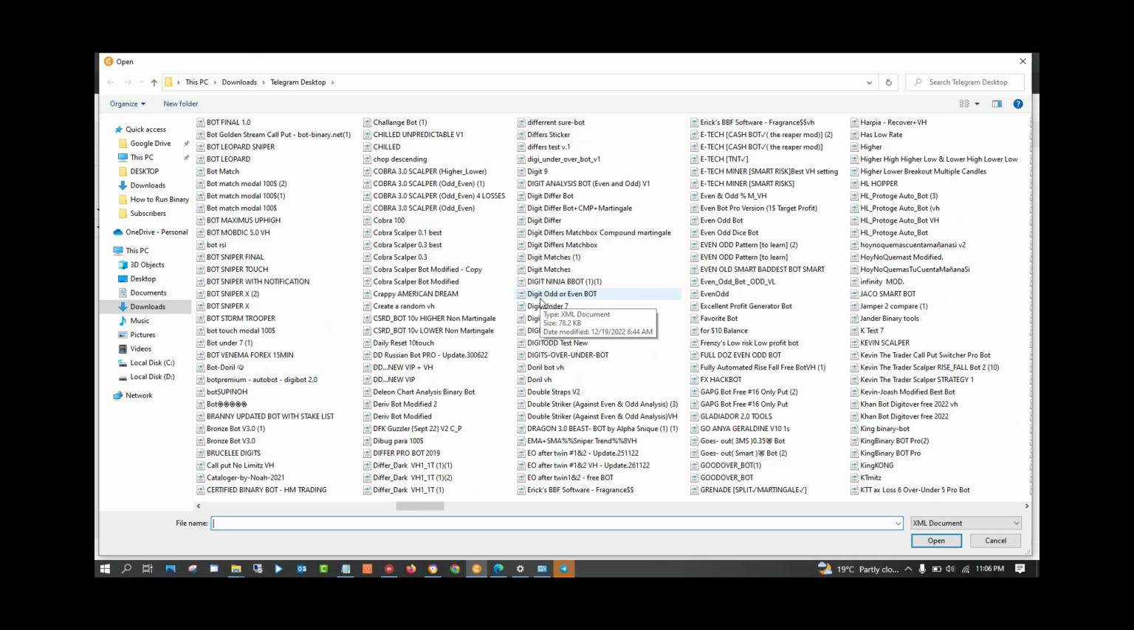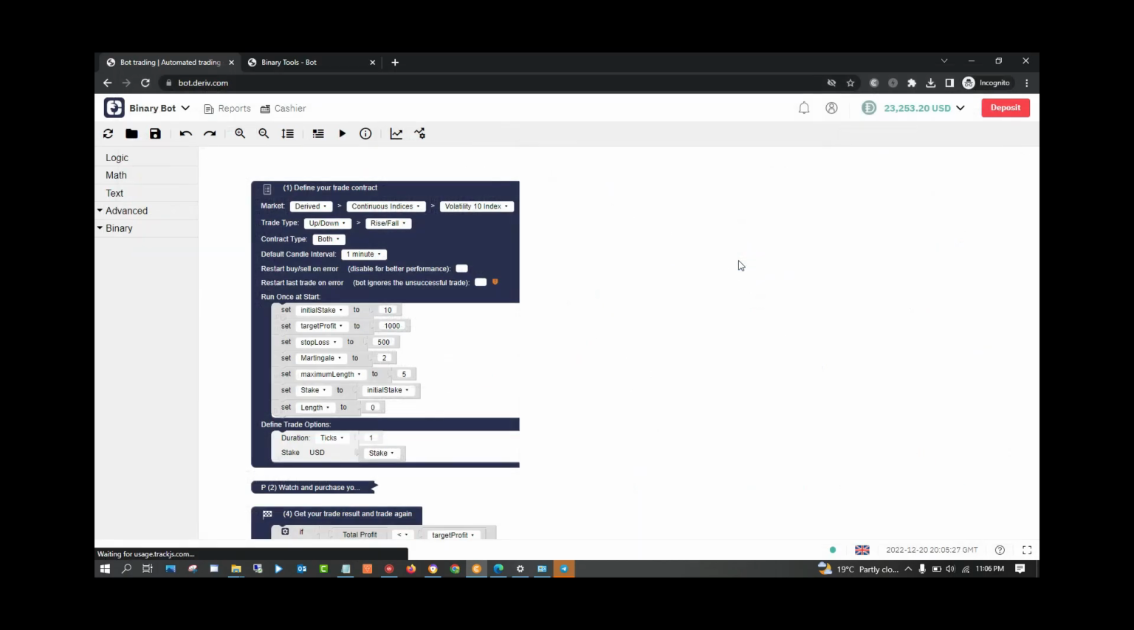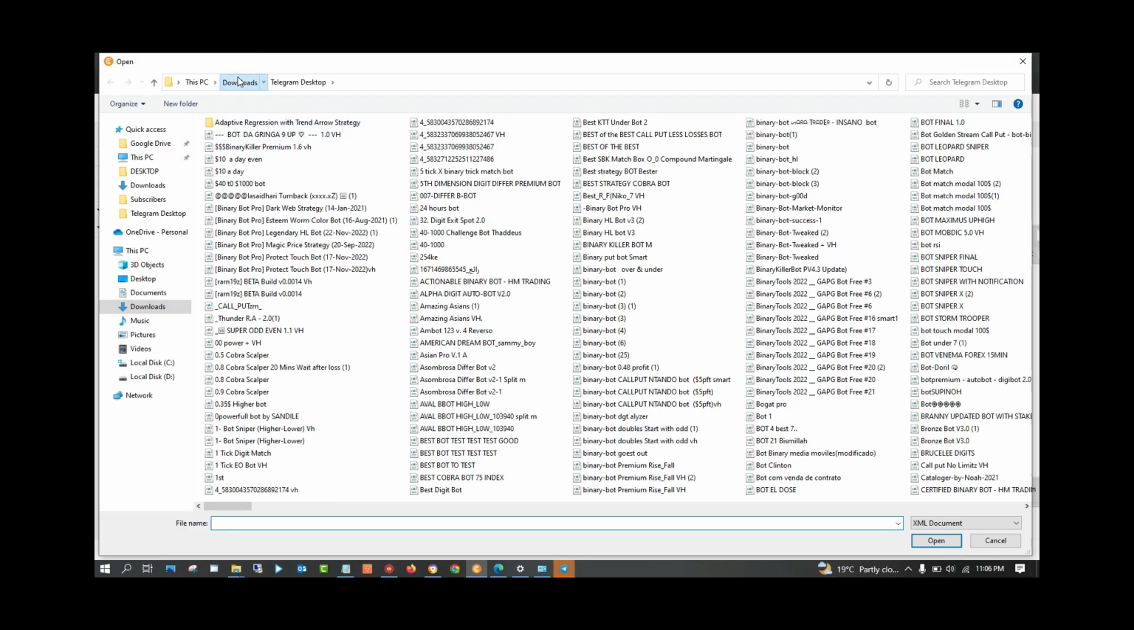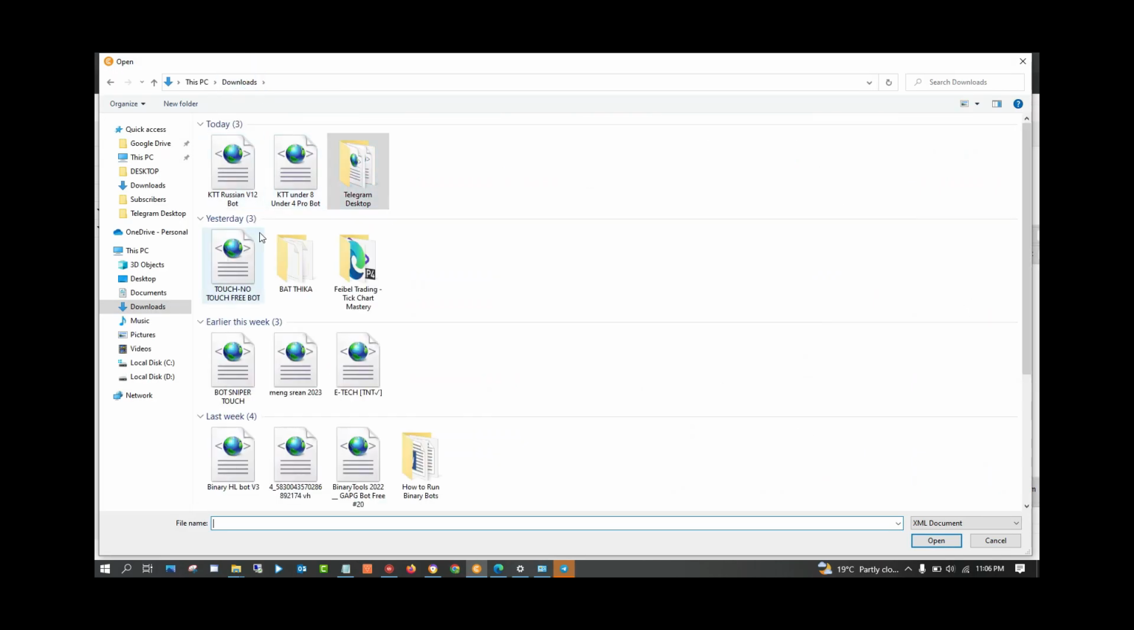So I see it is somewhere here. I think it's even odd pattern. No, it's not this one here. Let me just try the new one. So just go to downloads.